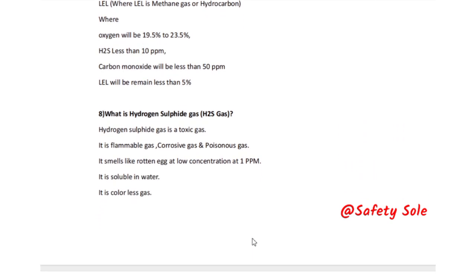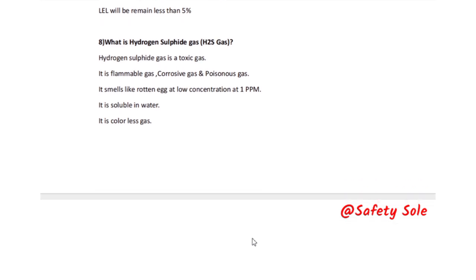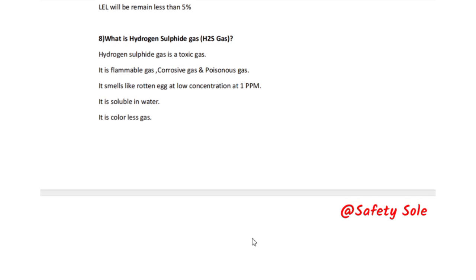What is hydrogen sulfide gas or H2S gas? Hydrogen sulfide gas is a toxic gas. It is a flammable gas, corrosive gas, and poisonous gas. It smells like rotten egg at low concentration at 1 ppm. It is soluble in water. It is a colorless gas.